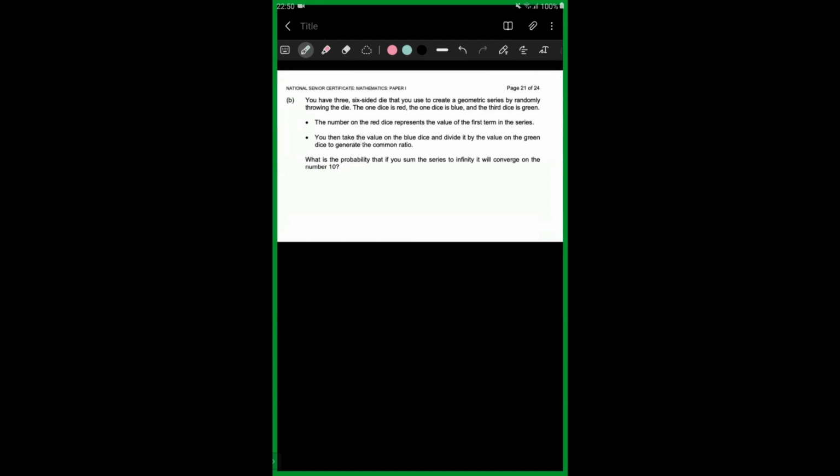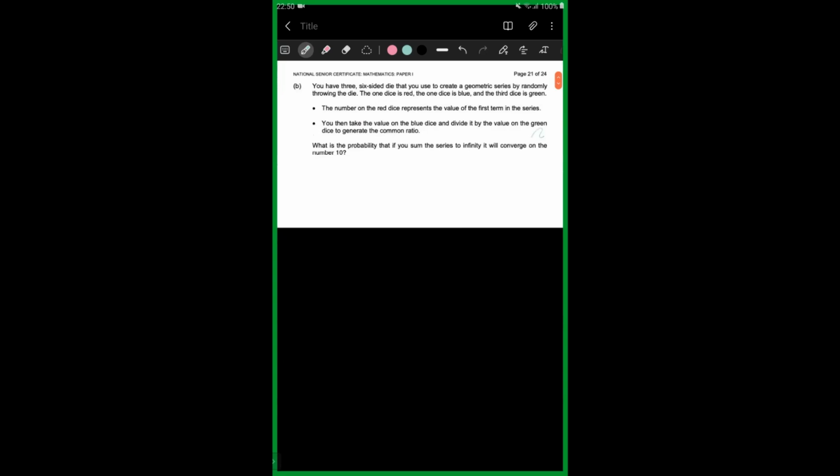The number on the red die represents the value of the first term in the series. You then take the value of the blue die and divide it by the value of the green die, to generate the common ratio. Then he says, what is the probability that if you sum the series to infinity, it will converge on the number 10? Wow.